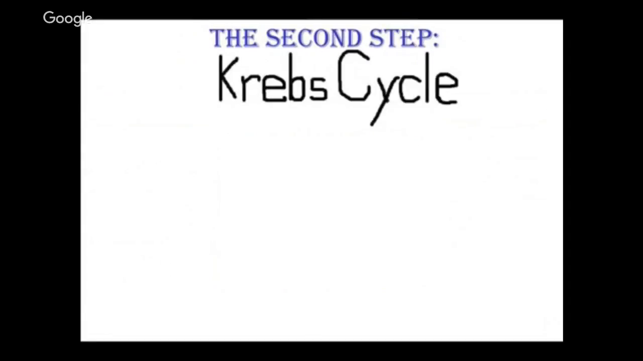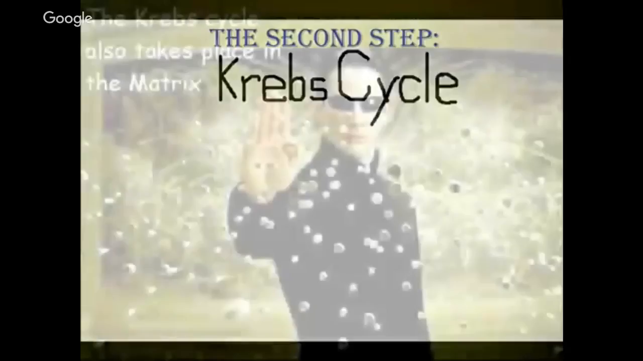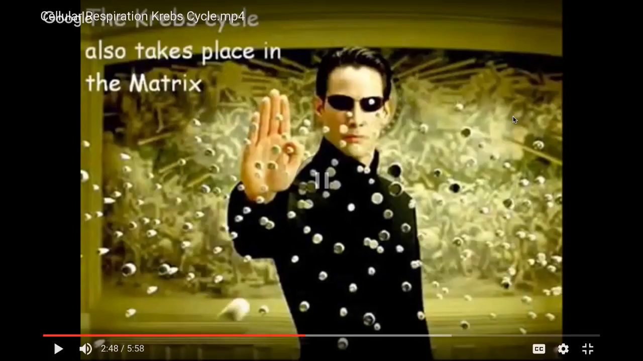There it is. The Krebs cycle also takes place inside a mitochondria. Anybody ever seen that movie, The Matrix? Did you get it? Because this is going to happen inside of the mitochondria matrix. Okay. That's pretty cool. I thought that was pretty good.